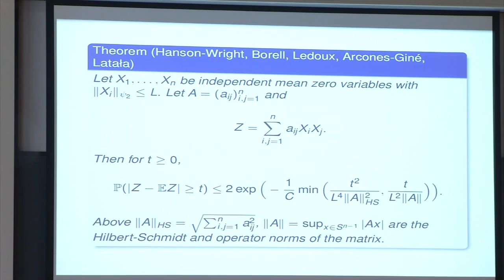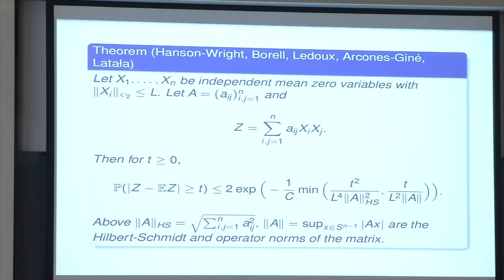And the coefficients are governed by two different norms of the matrix A, defining the quadratic form. So here, this is the Hilbert-Schmidt norm and the operator norm of the matrix. And just by single bars, I will always denote the Euclidean norm of a vector. Right? So this is just the usual operator norm.